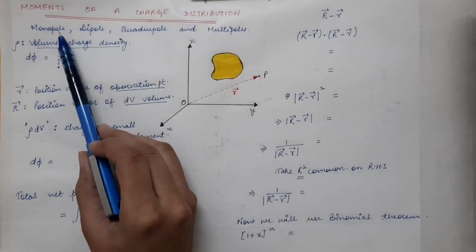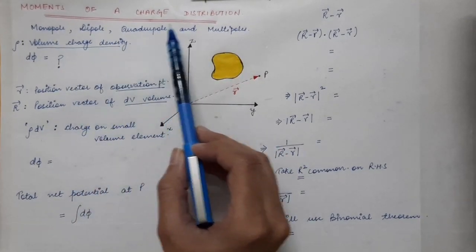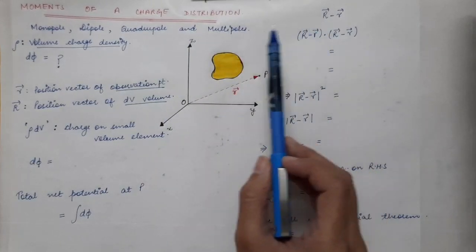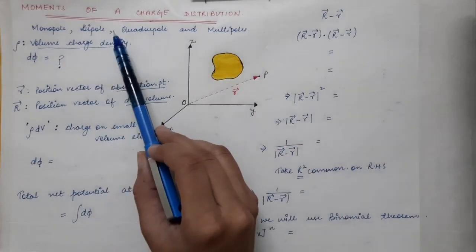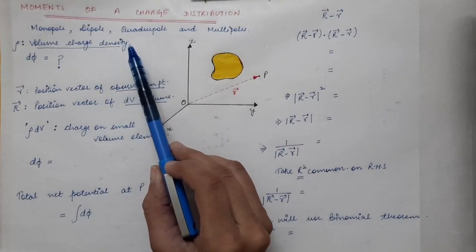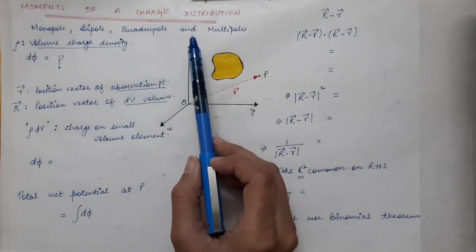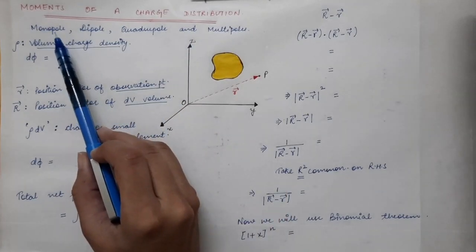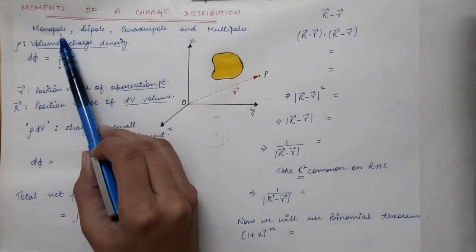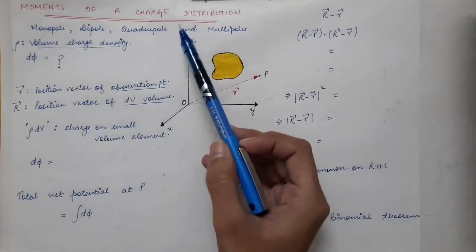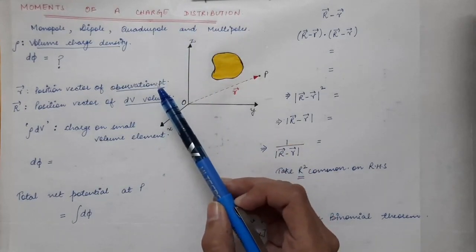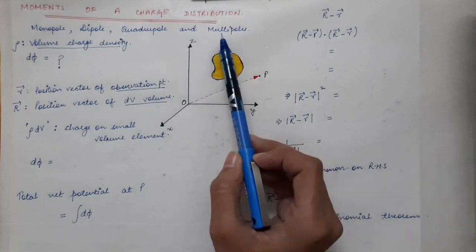So here we have monopole, dipole, quadrupole, then we have octopole, and so on we have higher order multipoles. In this lecture we are going to derive the general formula of potential. First we found out the potential for the case of monopole, then for dipole, then for quadrupole. But in this lecture we are going to derive the general expression of multipoles.